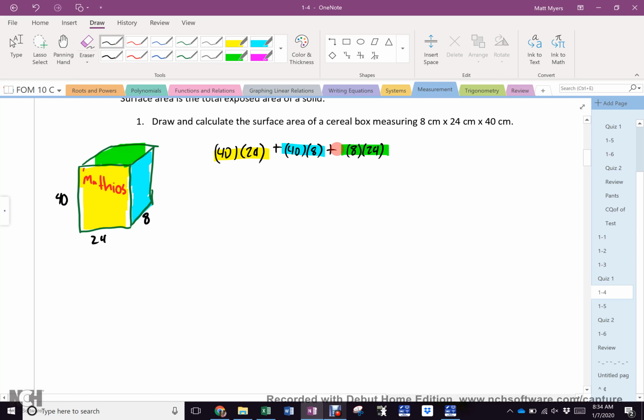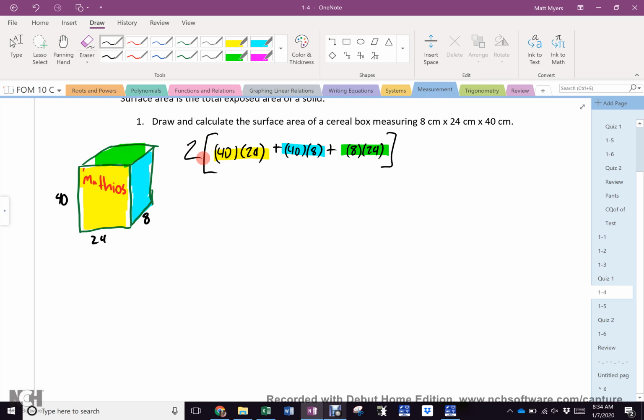Okay. But does this cereal box have a back? Yeah. Does it have a bottom? Yeah. Does it have a left side? Yeah. So what do I have to do with all of these? Multiply the whole thing by 2. Everybody understand?